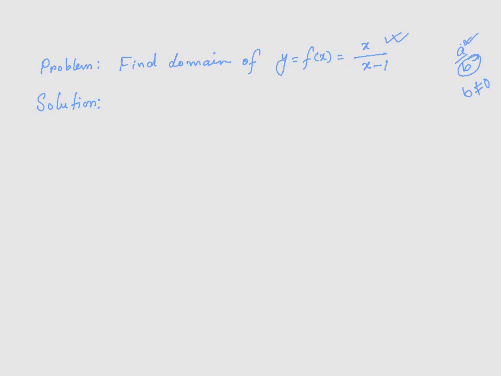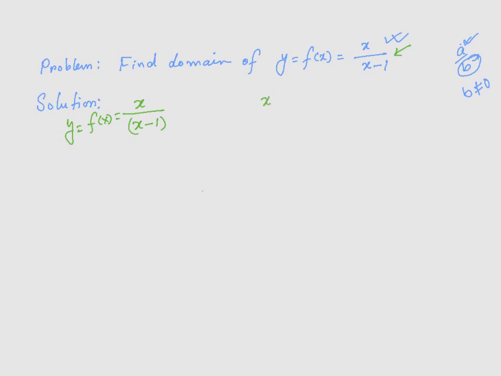So, if you look at this given function, we see the following. It involves division. Division of x by something, x minus 1, right? Now, our condition is that we cannot divide by 0. So, this function y is equal to f of x is equal to x over x minus 1, we cannot divide by 0.